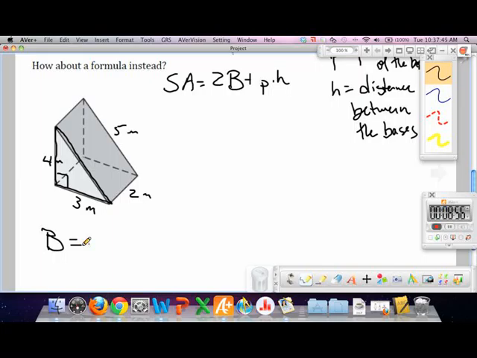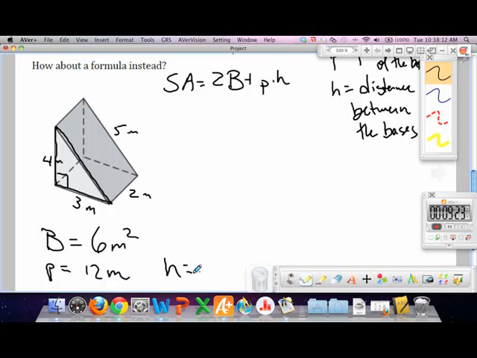What's the perimeter of the base? 3 plus 4 plus 5. What's the height? What's the distance between the two bases? 2 meters.